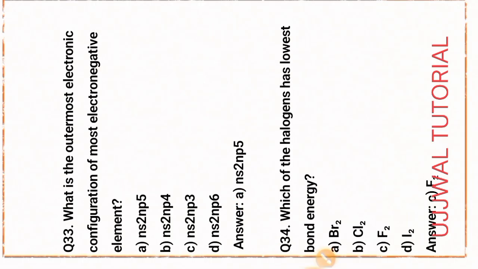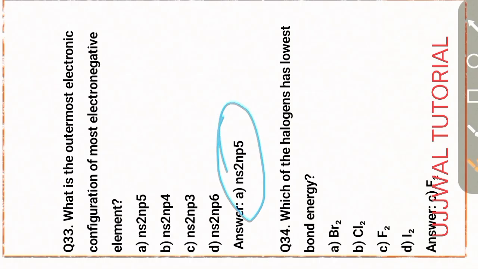Next, question number 33. What is the outermost electronic configuration of the most electronegative element? That is option A, ns2 np5. That follows the halogen electronic configuration. Okay, that is the group 17 element electronic configuration.